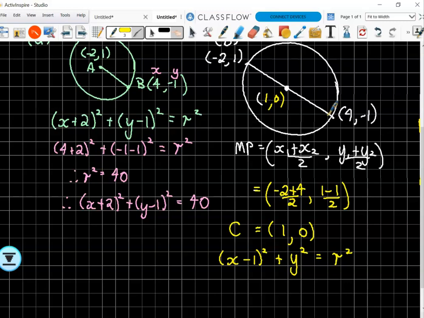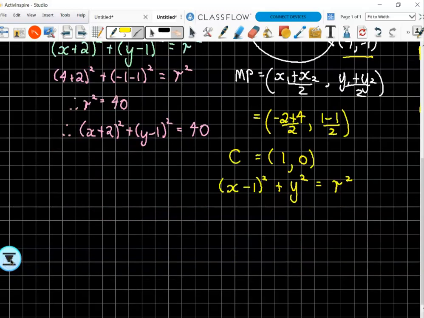What's the other thing that I could do? Sub it in. What can I sub in? Either one of this one or this one, because they lie on the circle. Okay? Let's do that. What point do you want to use? 4, -1. Okay, so we've got 4 take 1 squared plus minus 1 squared, and that's going to equal my radius squared. Yeah? So 4 take 1, 3. So I've got 9 plus 1. So the radius squared is 10.